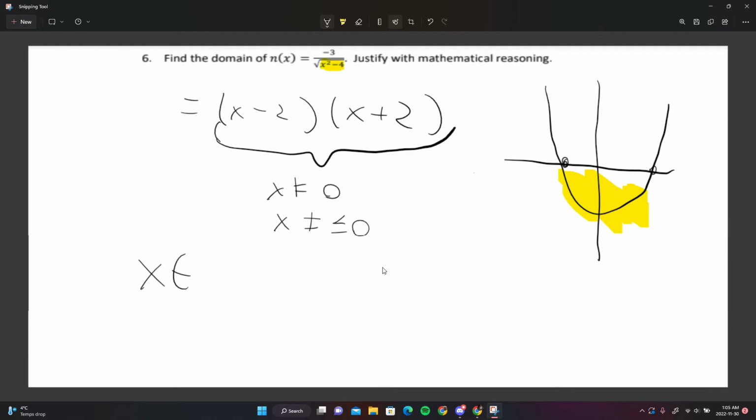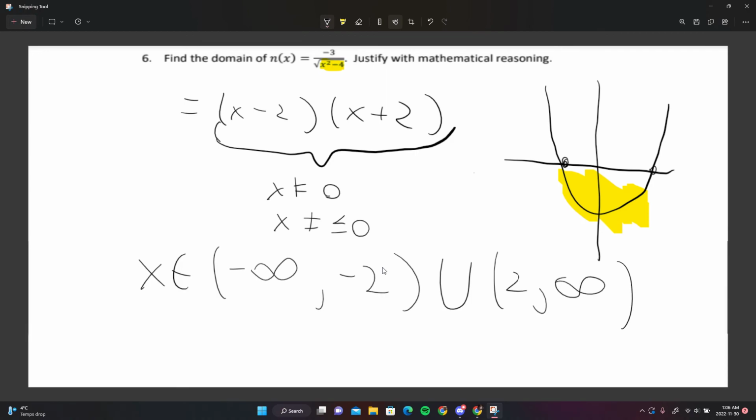x in curved bracket -infinity comma -2 curved bracket. I think I said curly bracket earlier. It's a curved bracket because it doesn't equal 2, right? Because x can't equal 0. So x can't equal whatever is on the x-intercept. So that's -2, right? And then U for union, round bracket, 2 comma infinity.